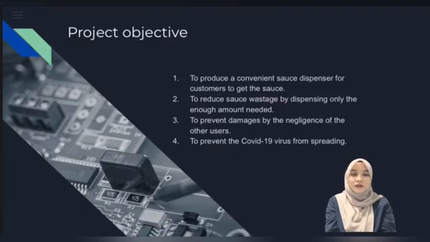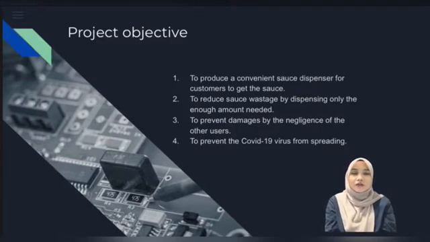The first objective of this project is to produce a convenient sauce dispenser for customers to get the sauce. The second objective is to reduce sauce wastage by dispensing only the needed amount of sauce. The third objective is to prevent damage caused by the negligence of other users.